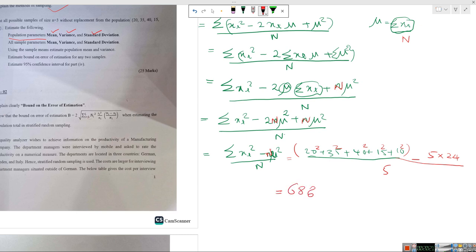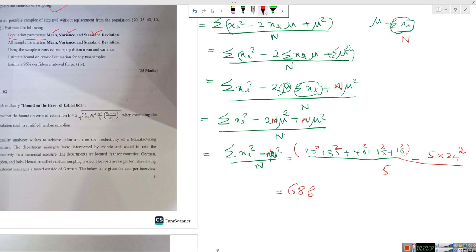686. It cannot be this much. Have we made any mistake? Okay. So now you see 5 times mu square, right? So this is supposed to be 24 square.